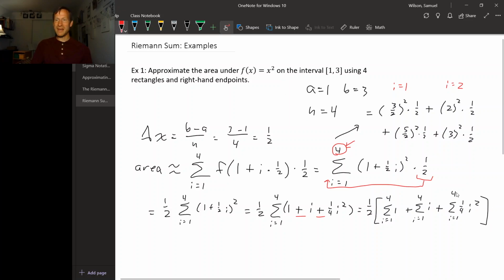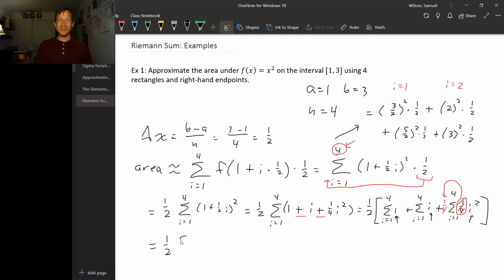All right, well look, we have a 1 over 4 inside of this sigma. It's a multiple inside of this sigma, so we can move it outside. Okay, and now look, we have a sum where the pattern is just 1, a sum where the pattern is just i, and a sum where the pattern is just i squared, and all of these sums start at 1. We have formulas that tell us exactly what these give us without having to explicitly compute the sums.